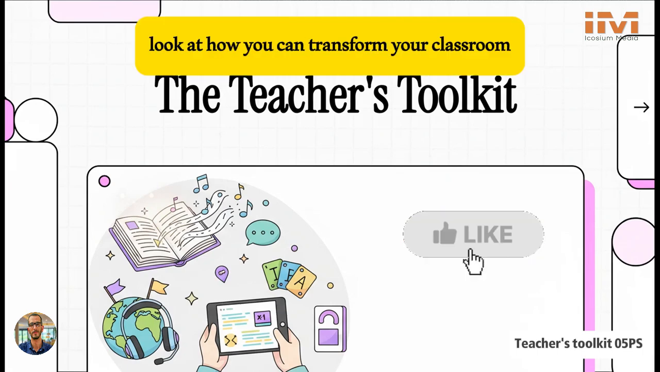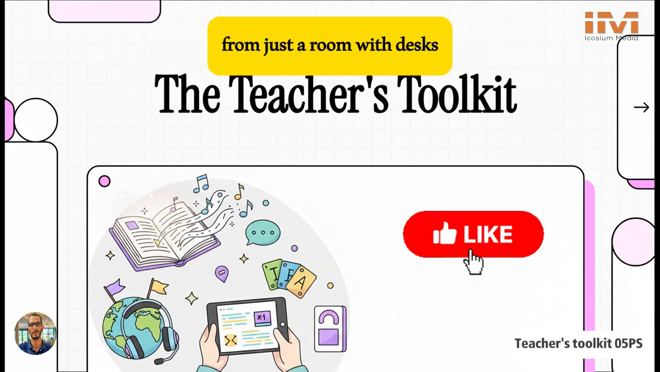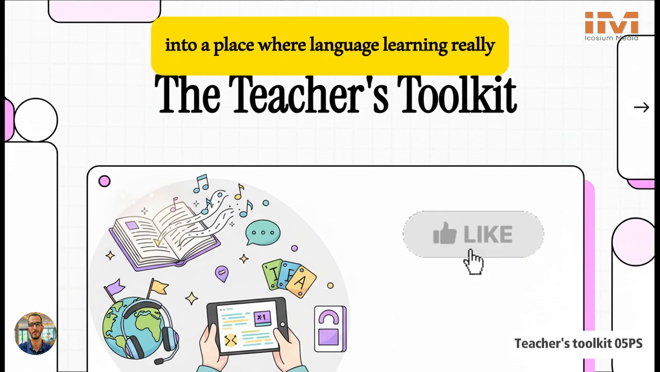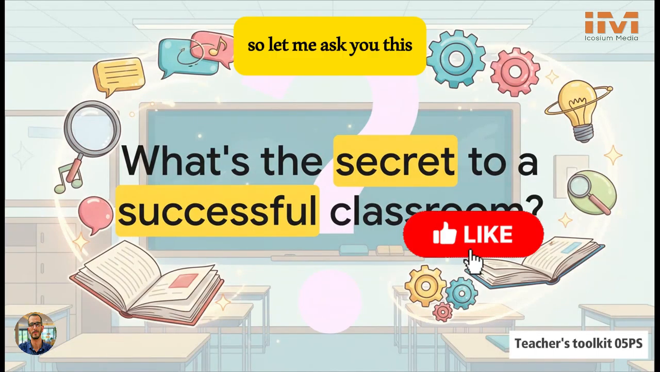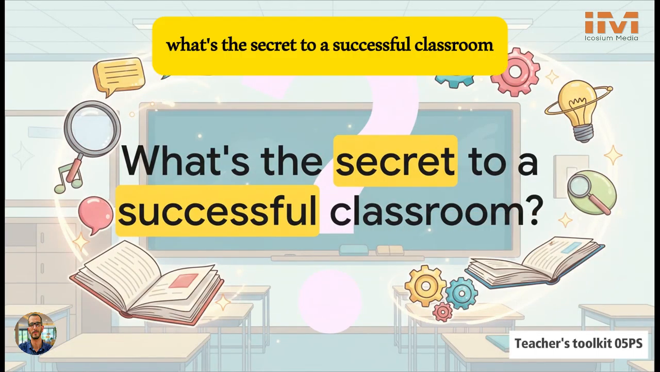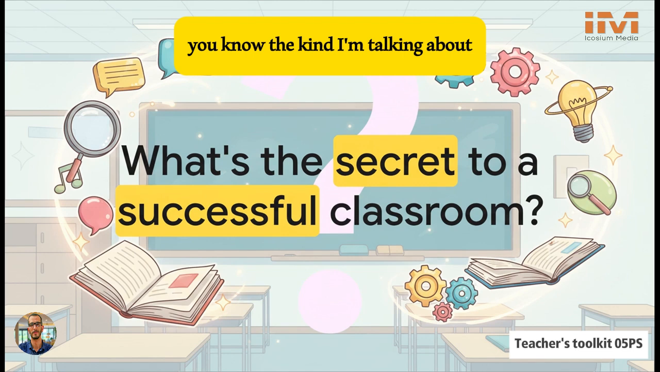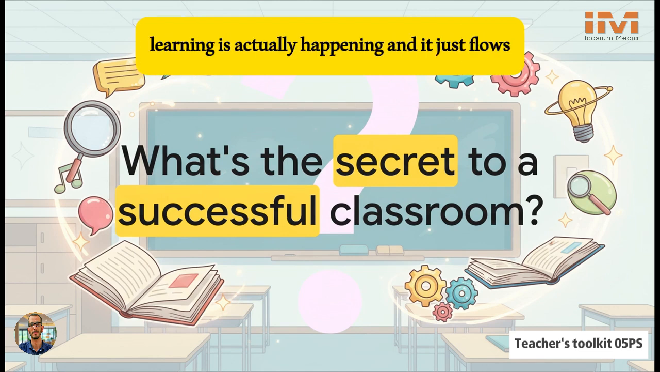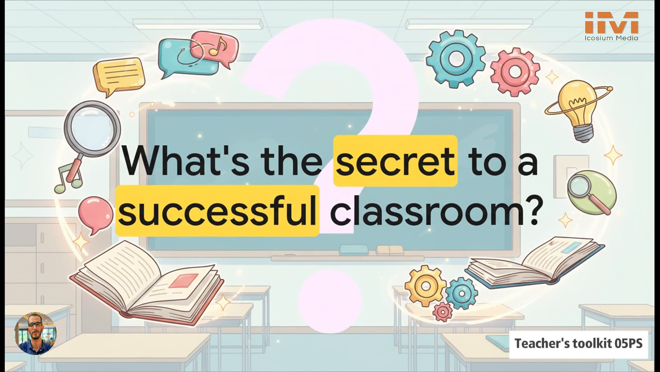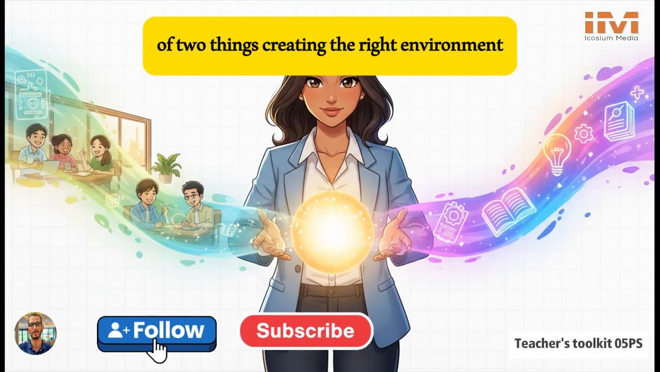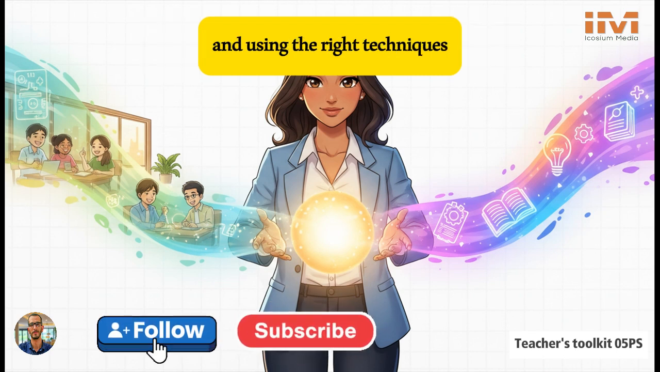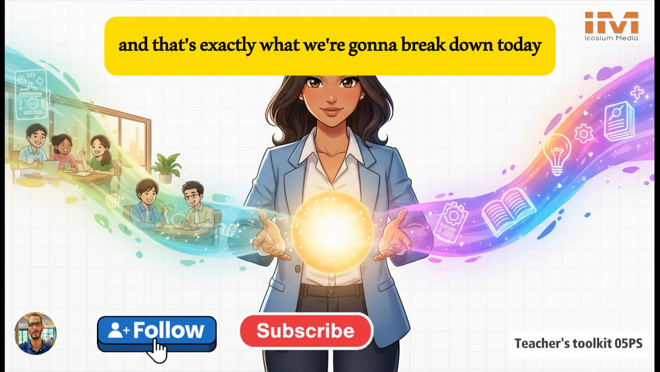We're going to look at how you can transform your classroom from just a room with desks into a place where language learning really, truly comes alive. So, let me ask you this. What's the secret to a successful classroom? You know the kind I'm talking about, where the students are hooked, learning is actually happening, and it just flows. Is there some kind of magic formula? Well, no, it's not magic. It really boils down to a powerful combination of two things: creating the right environment and using the right techniques. And that's exactly what we're going to break down today.